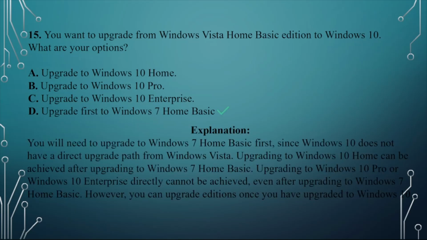The answer is D. Upgrade first to Windows 7 Home Basic. So first off, you will need to upgrade to Windows 7 Home Basic, and then, well, it says here that since Windows 10 does not have a direct upgrade path from Windows Vista, upgrading to Windows 10 Home can be achieved after upgrading to Windows 7 Home Basic.